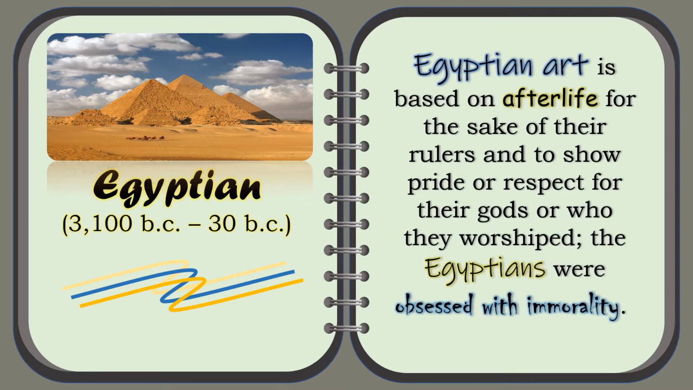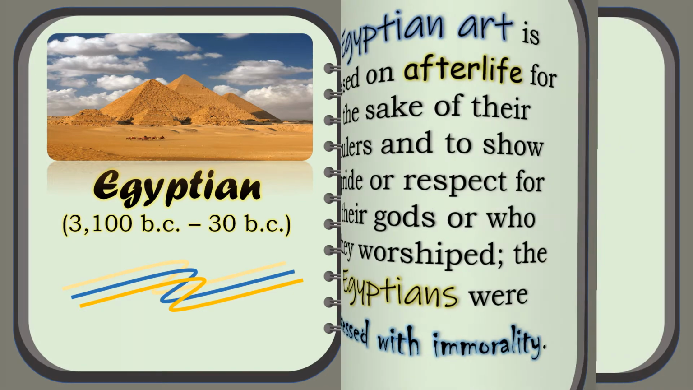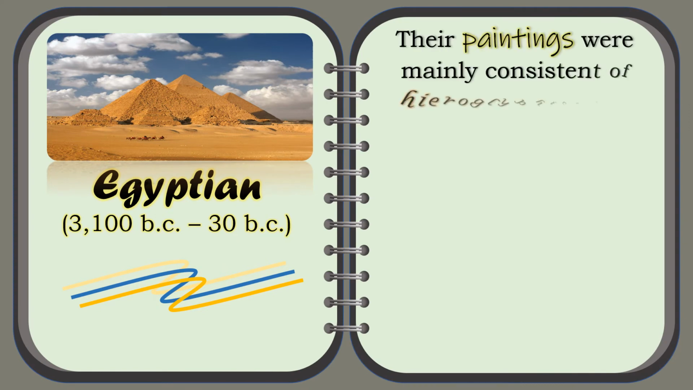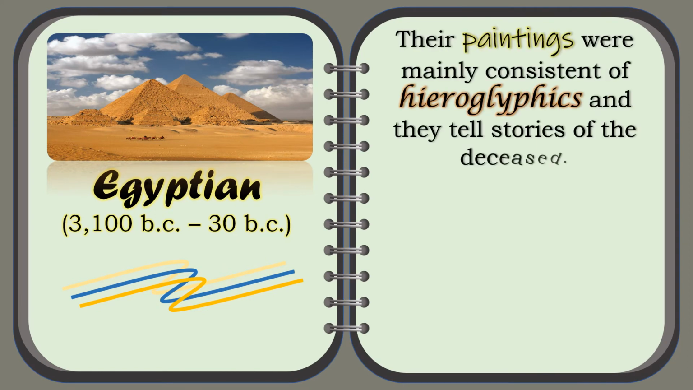Egyptian art is based on the afterlife for the sake of their rulers, and to show pride or respect for their gods, or who they worshipped. The Egyptians were obsessed with immortality. Their paintings mainly consisted of hieroglyphics and they tell stories of the deceased.